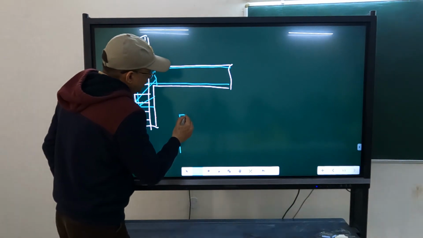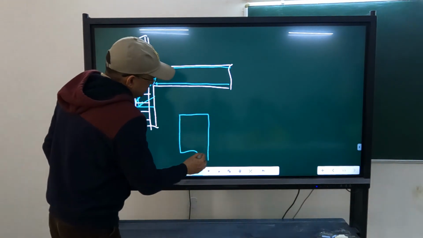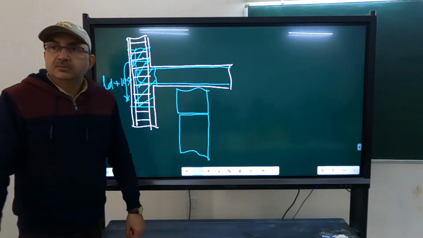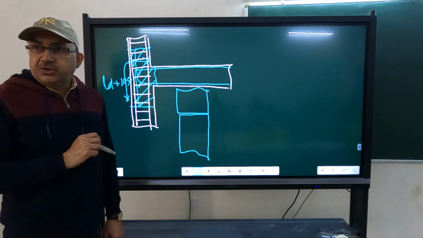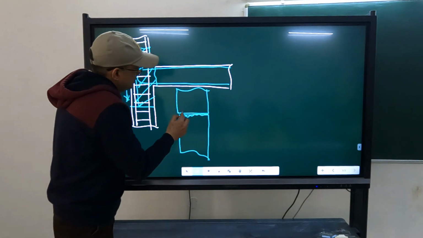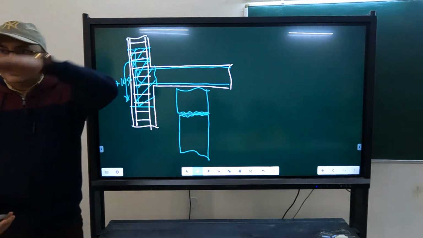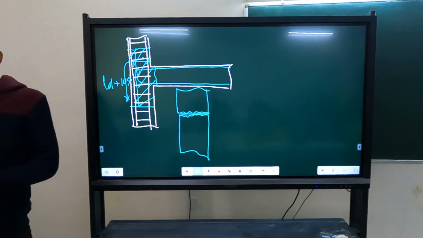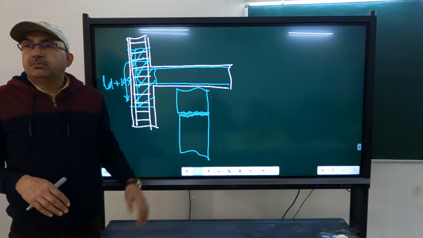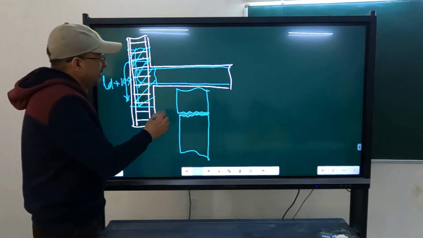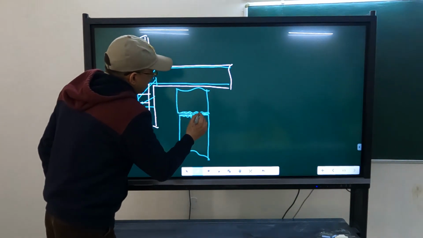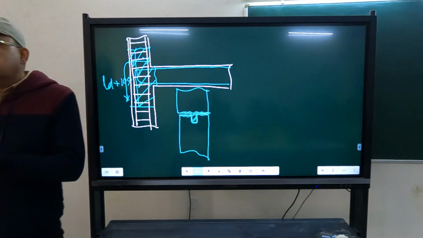Suppose this is my original column which I have cast here, and above this I want to cast the next lift of the column. So what should be done here for shear transfer? First of all, this surface should be rough. When we cast the next lift, it will follow exactly the same shape which we have done here, so it should not be made smooth. Secondly, we should provide a key here so that the new concrete can also take this shape and there is interlock.